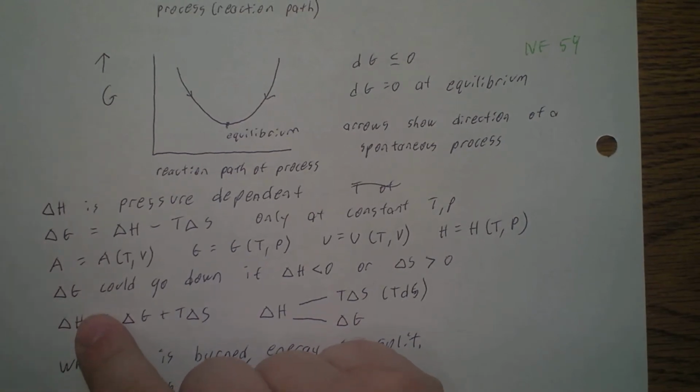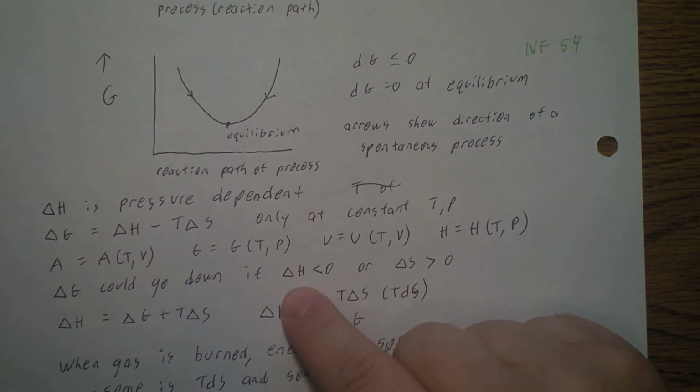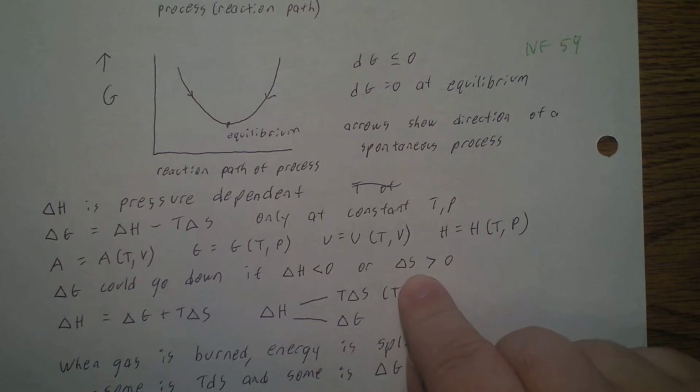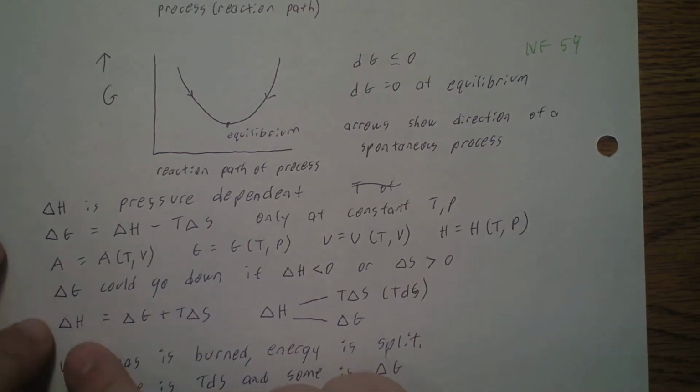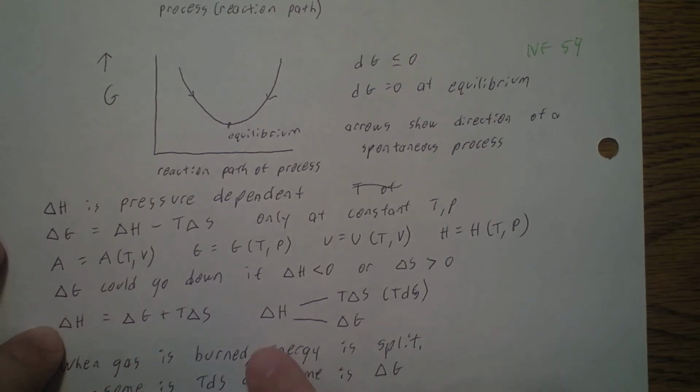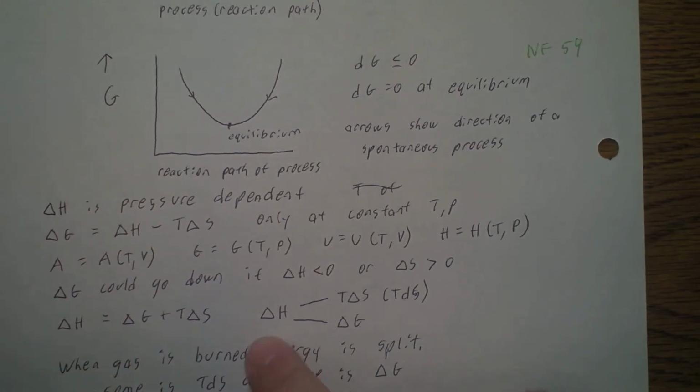Now, the change in delta G is going to go down, but it could happen because delta H is less than 0, or because delta S is greater than 0. So we could write this like this: delta H is equal to delta G plus T delta S. So put simply, if we have this change in enthalpy, part of it could be T delta S, or TDS, and part of it could be the change in the Gibbs free energy.